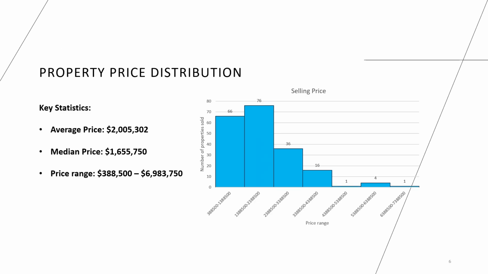This slide illustrates the variation in property prices. The average price is around $2 million, but the range is quite wide, from $388.5 thousand to nearly $7 million. This diversity reflects a market that caters for both cost-sensitive buyers and those in the luxury segment.